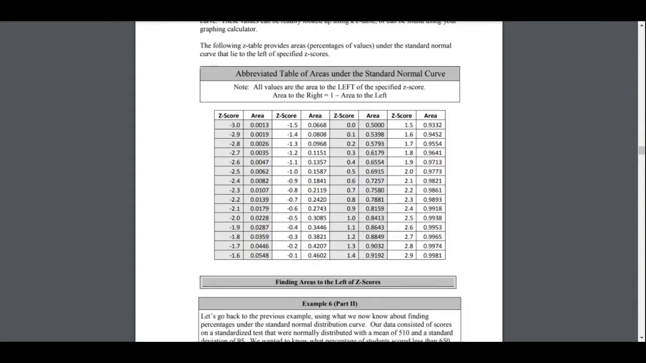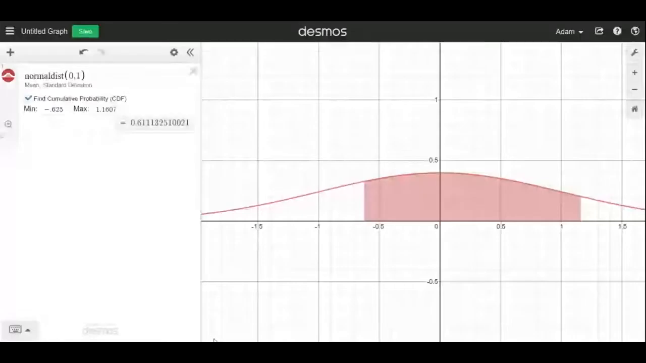Let me actually do that in Desmos. So let me stop this. Let me get to here. So we're in the normal distribution. Again, we're going to work with the z-scores.